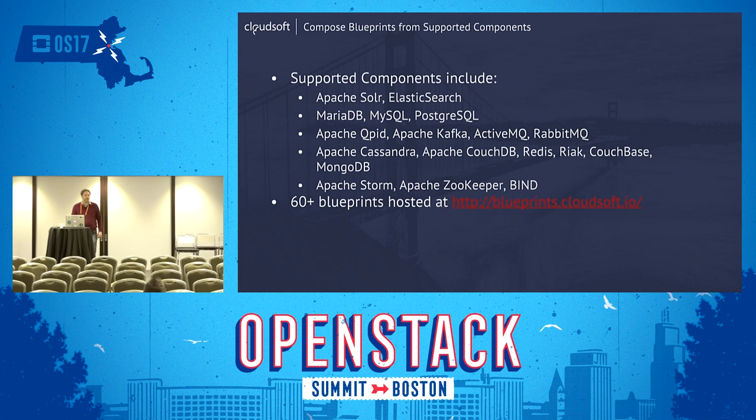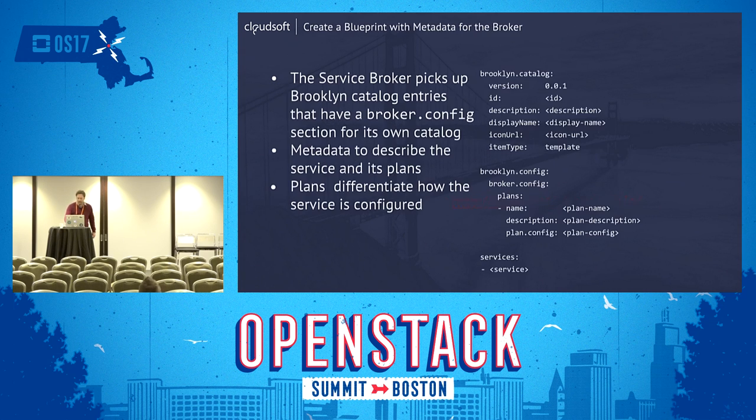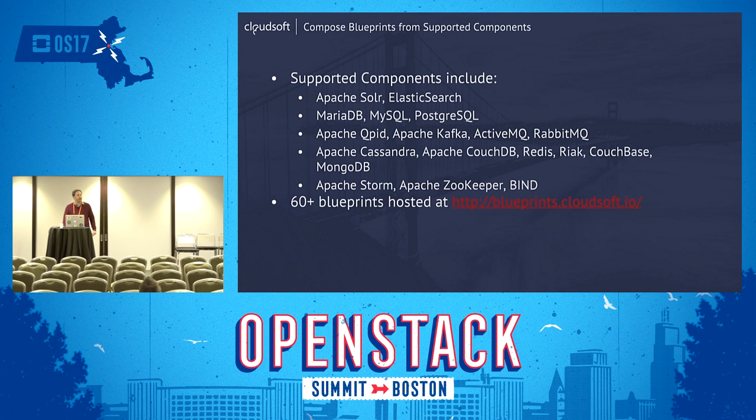So I mentioned that there are some supported components in the Brooklyn ecosystem that you might want to fill out that services block at the bottom. So if you're looking for a kind of search type service, you might use Apache Solr or Elasticsearch. If you need a relational database, MariaDB, MySQL, Postgres, or if you're doing messaging, perhaps Apache Qpid or Apache Kafka, ActiveMQ or RabbitMQ. There's various NoSQL solutions available as well, such as Apache Cassandra, Apache CouchDB, Redis, Riak, Couchbase, MongoDB, and others as well. I've got Apache Storm, Apache ZooKeeper, and BIND listed there as well.